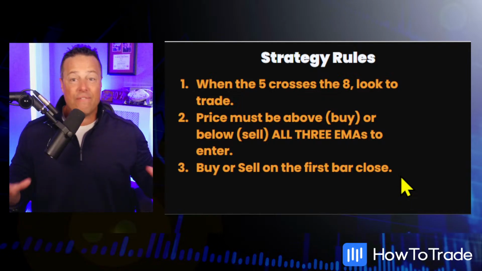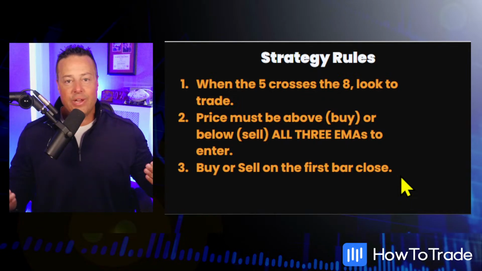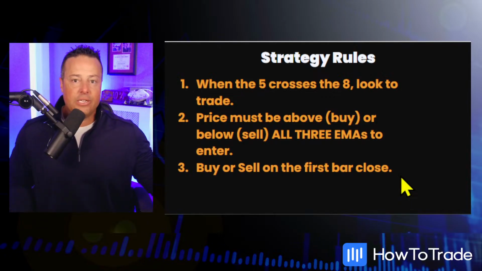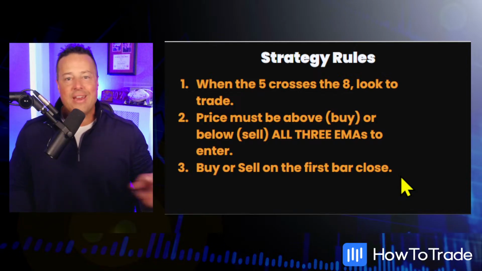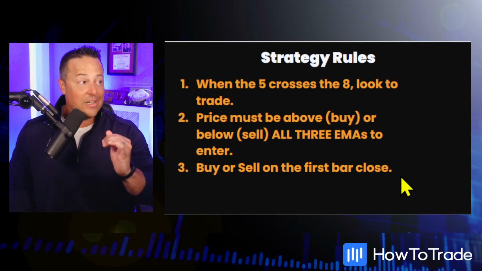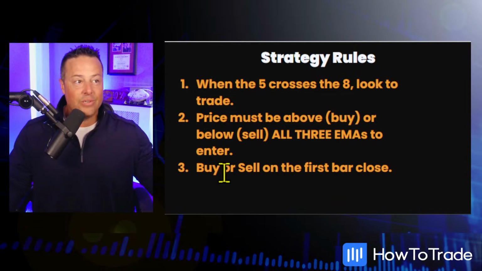You can wait for retracements after the entry. We did a video on that, the Fibonacci retracement levels using the 9 EMA. You can do similar things with the 5, 8, 13, but for right now, we're going to keep it very, very, very simple. All right, so those are the strategy rules. Pretty easy, huh?